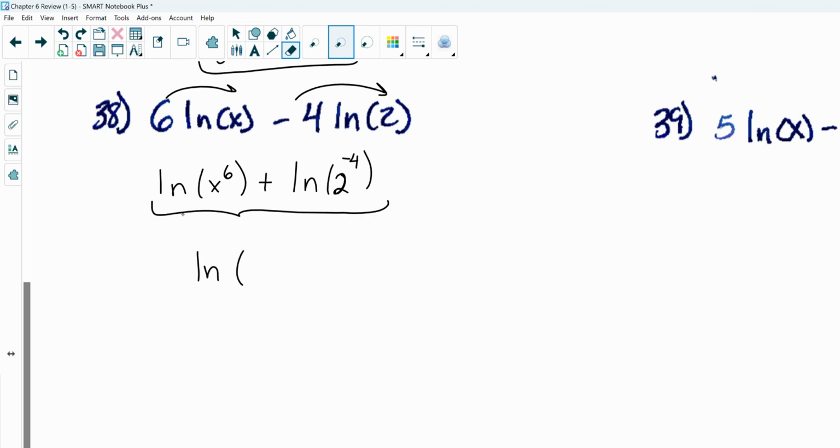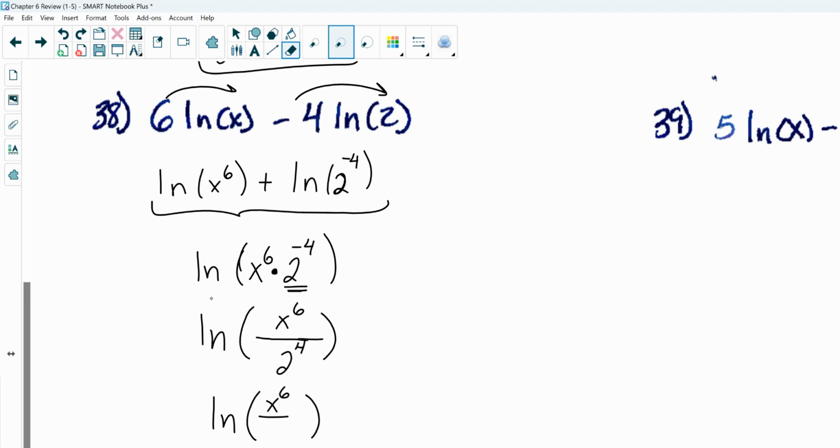And whenever we have more than one log or natural log being added, we can rewrite it as a single logarithm with what's inside being multiplied. Now, unlike the last one, we do have a term with a negative exponent. So to make that exponent positive, we move it from the top of the fraction to the bottom.